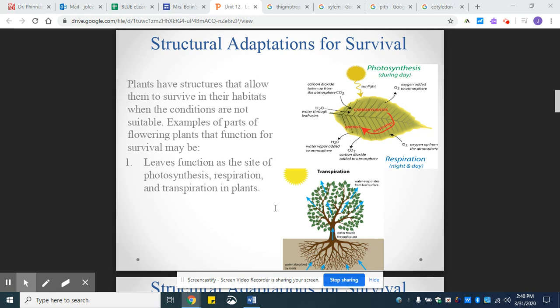Transpiration: water evaporates from leaf surfaces. You'll see that the water is absorbed by the roots. Water travels through the plant, and again, water evaporates from leaf surfaces.